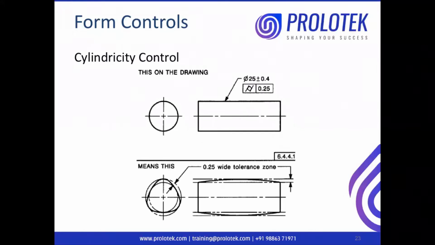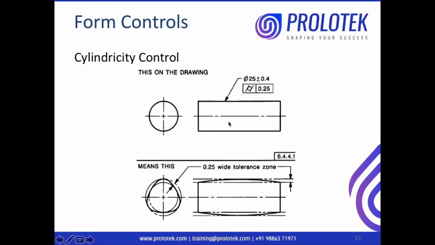The fourth characteristic symbol under form control is cylindricity. If you want to control straightness and circularity both together for an axisymmetric part, then instead of giving them as separate entities, we can tie both of them together and give it as cylindricity. So here, circularity at any given cross section and straightness both together are controlled in cylindricity control.